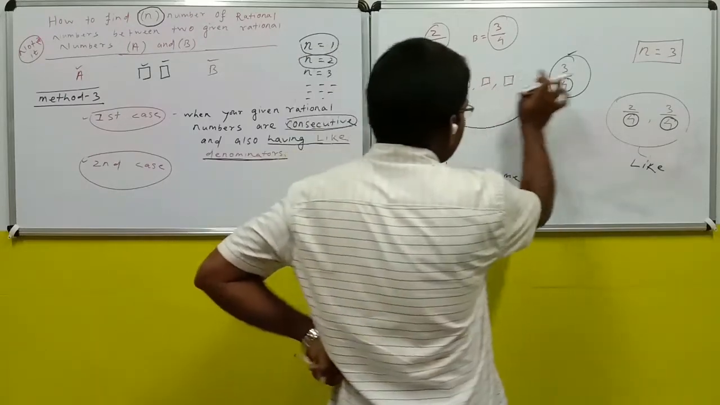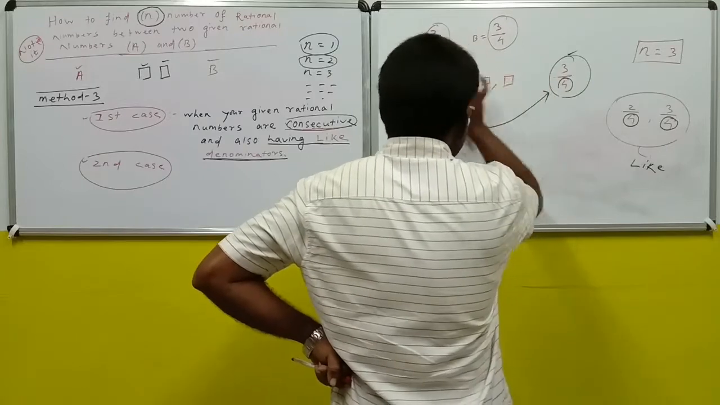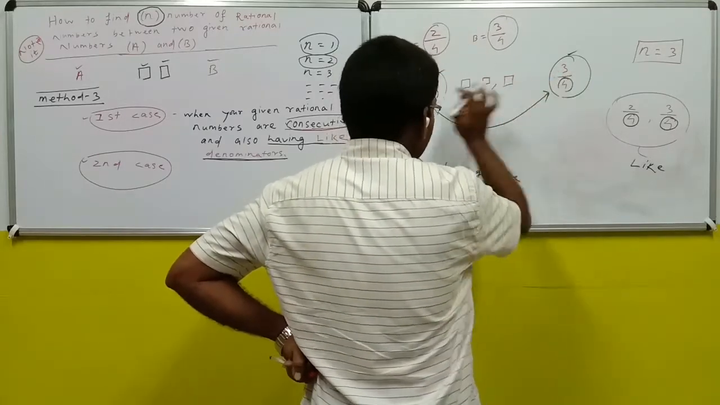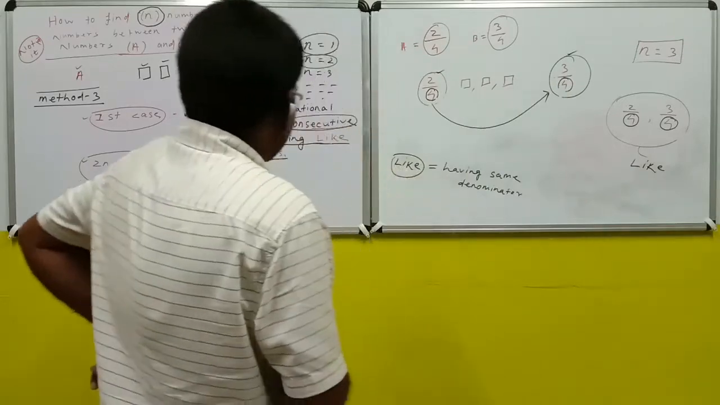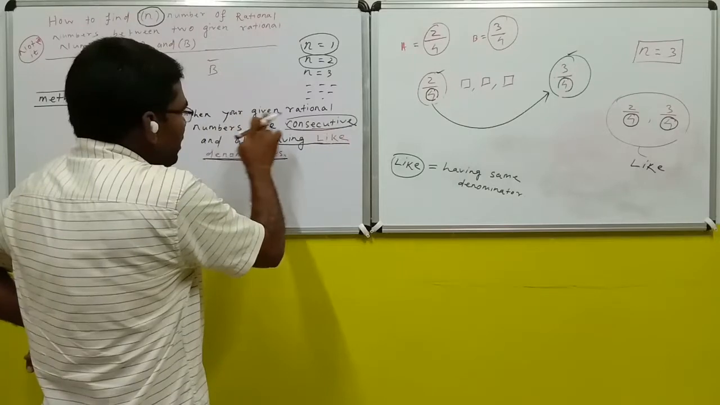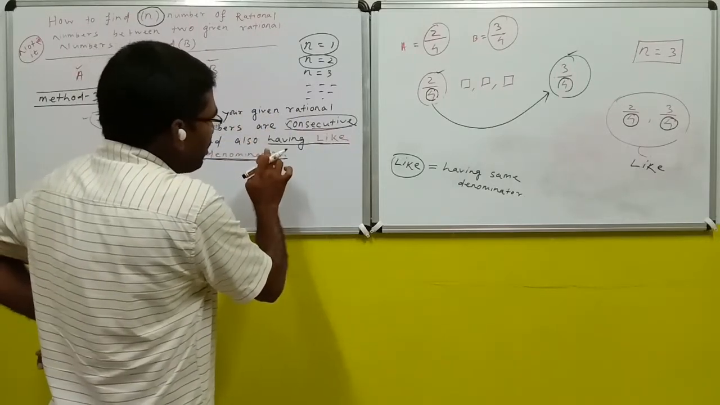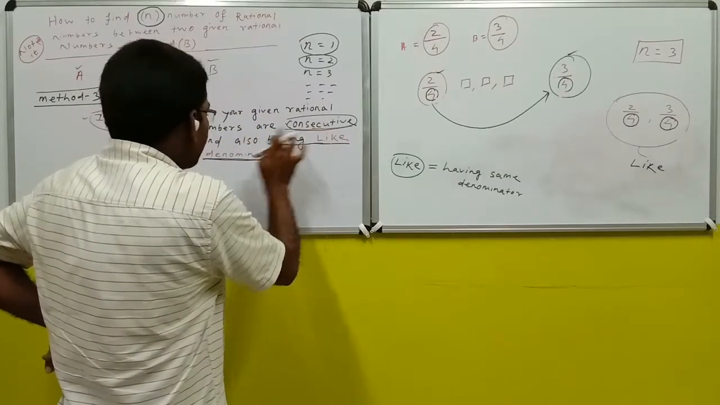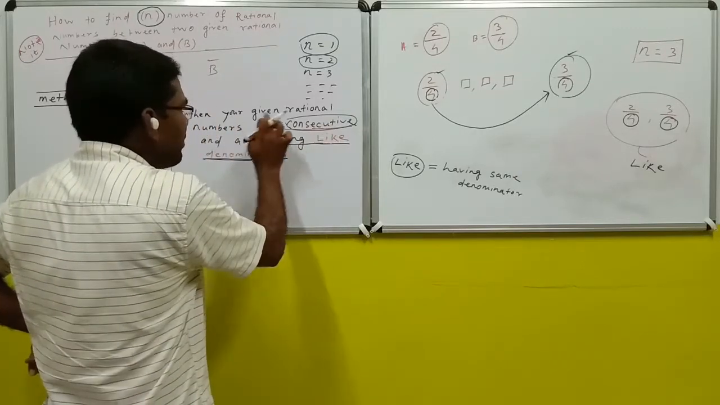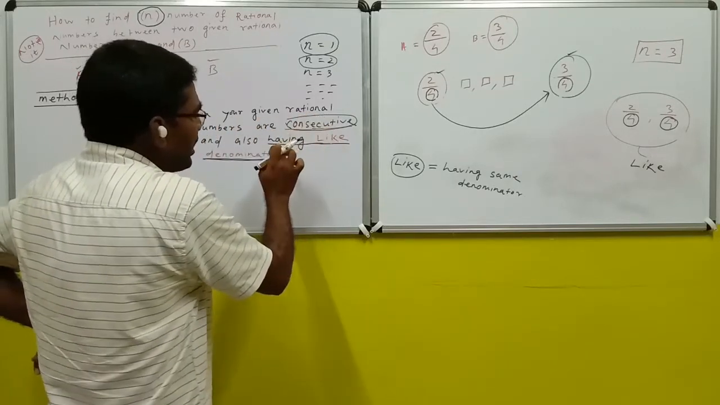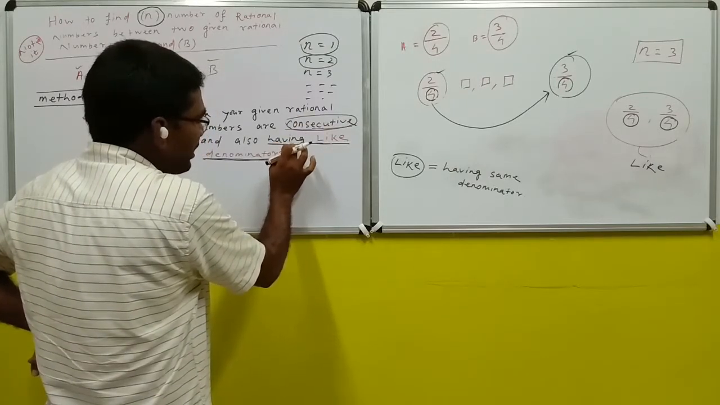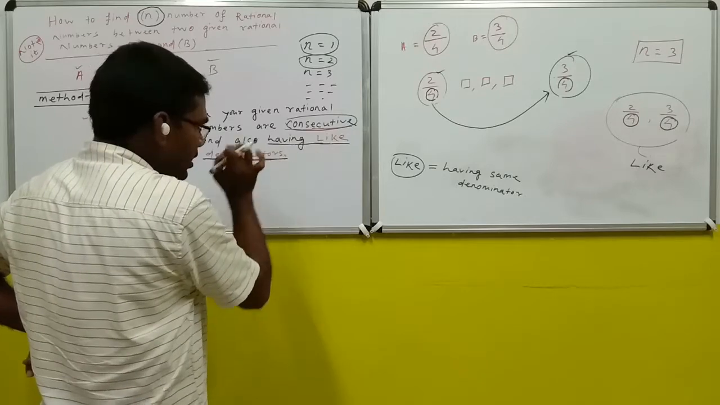So your given rational numbers here are like because they have the same denominator. So it has been written here, your given rational numbers are consecutive and also having like denominator. It means your given rational numbers will have the same denominator. Therefore, it has been written here like denominator.